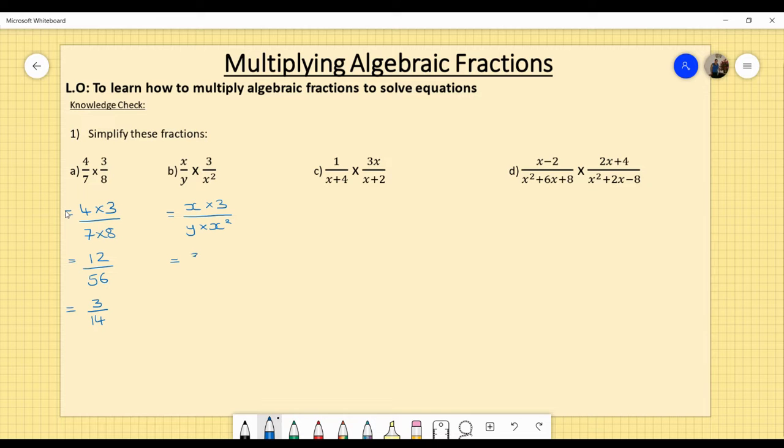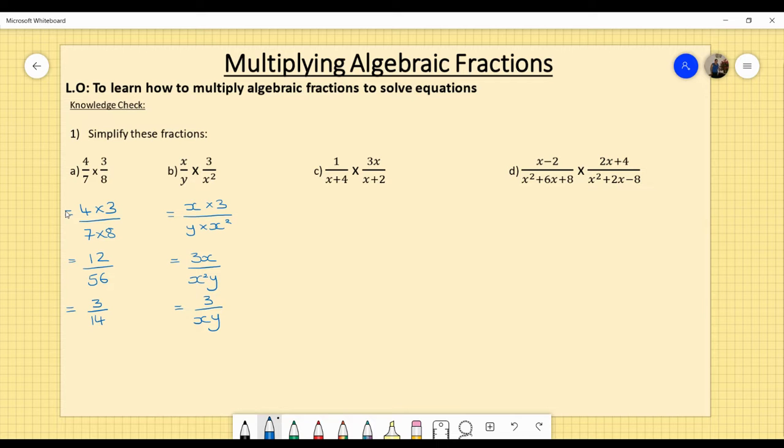So x times 3 is better written as 3x. And just conventionally, we would do this one in alphabetical order. So x squared times y written like that. And then we just need to, again, fully simplify. So we notice we've got an x in both. So an x will cancel out, leaving me with 3 over xy on the second one.